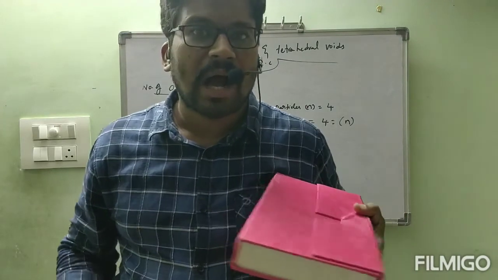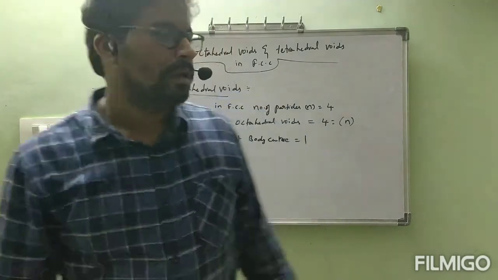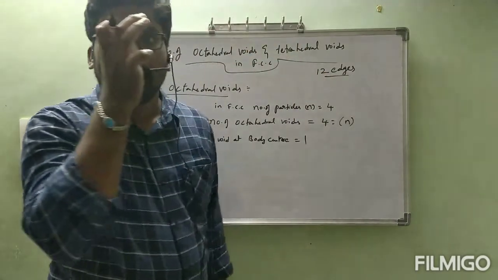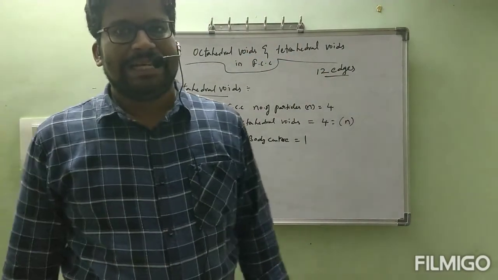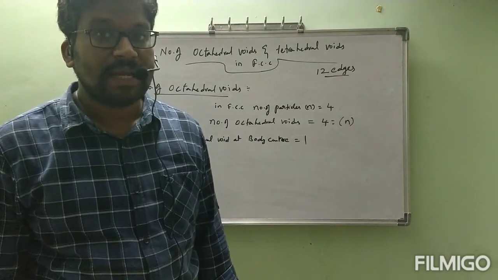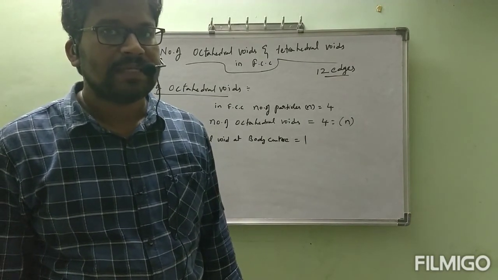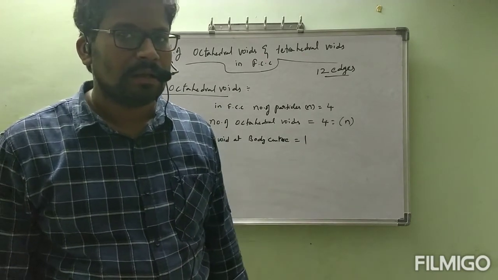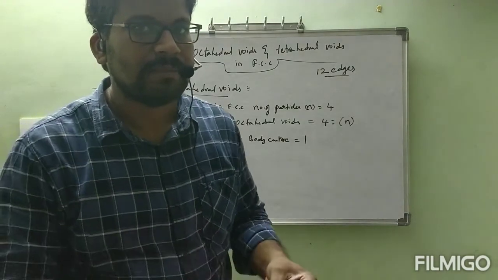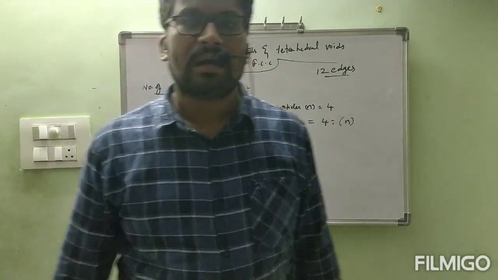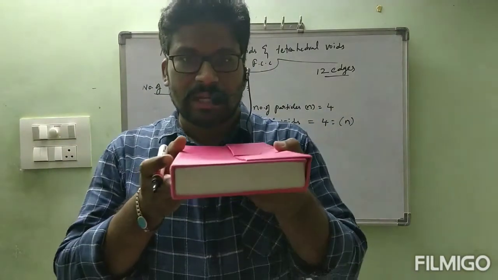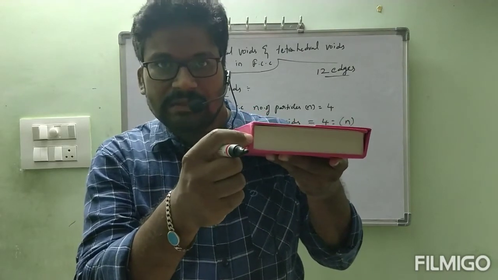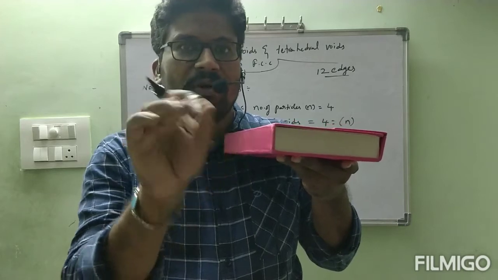Okay, like that, how many edges do we have? 12 edges. Okay, 12 edges have 12 octahedral voids in one cube, but all the 12 are not belonging to the same cube. Now see, all of you, if you have one octahedral void here, see, this is the edge center only. This is shared by 4 cubes.